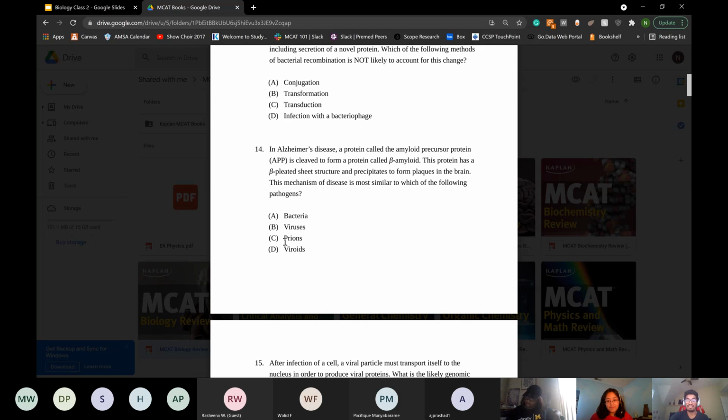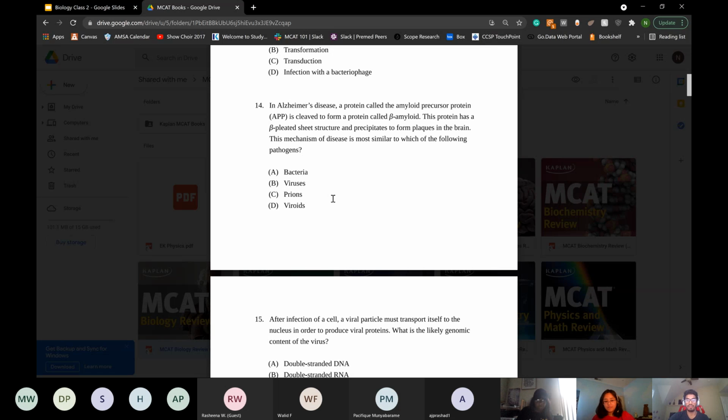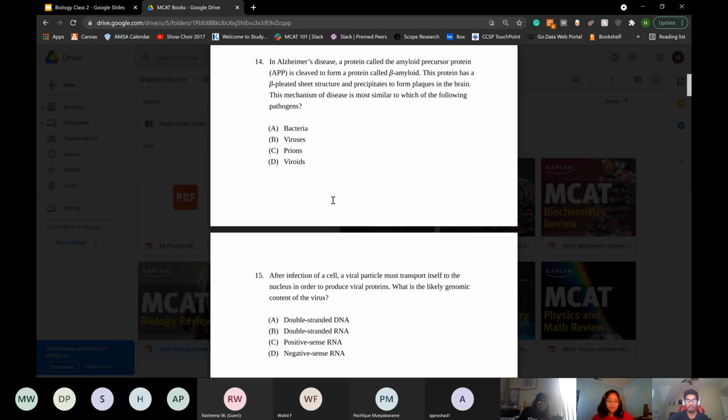Prions are what really stand out to me here, just because prions are misfolded proteins that generally do have a beta-pleated structure that makes them more prone to improper folding and precipitation, and generally disrupting the formation and function of other proteins. So prions would be the right answer for 14.